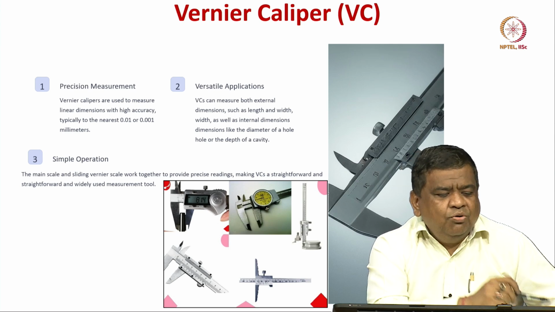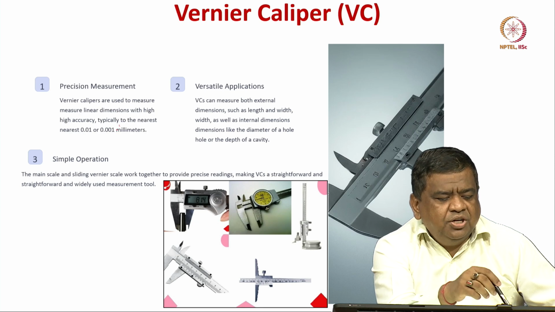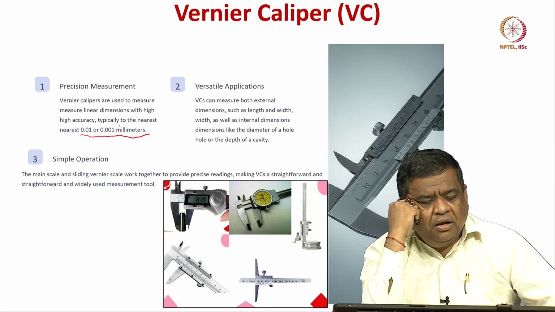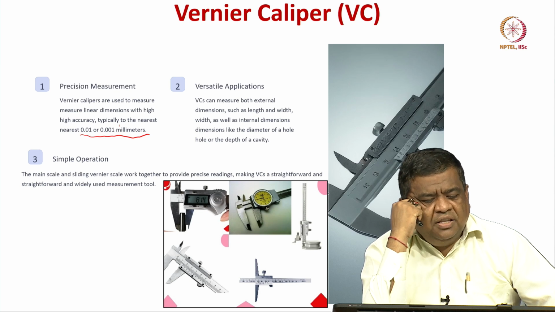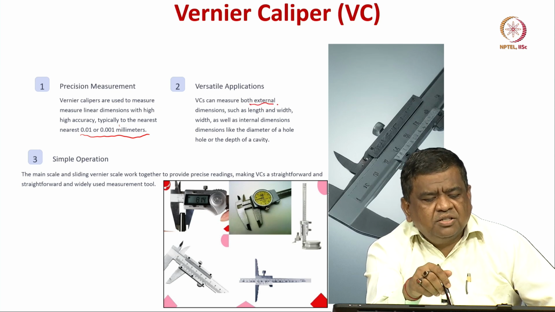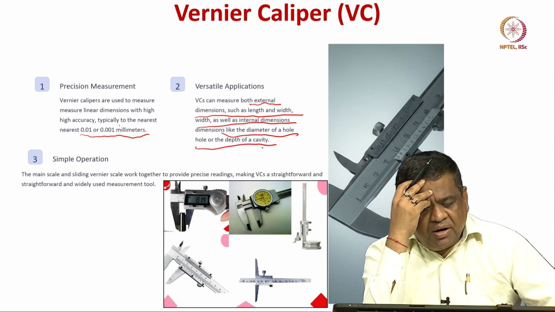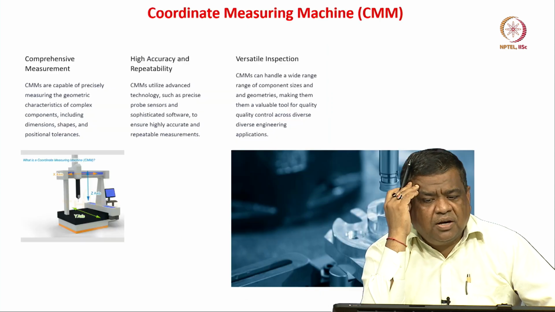It gives you precision measurements of 0.01 to 0.001 millimeter, not beyond that. These essentially measure both external dimensions such as length and width, as well as internal dimensions like the diameter of a hole or the depth of a cavity. This is a simple operation that has been mentioned in these particular slides.